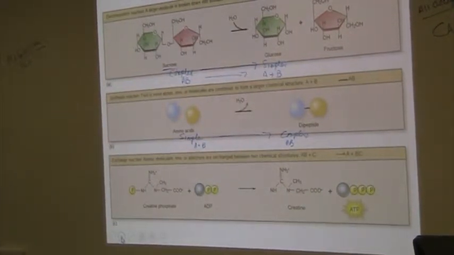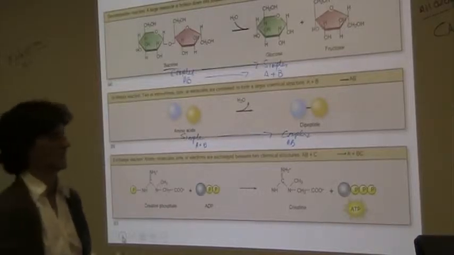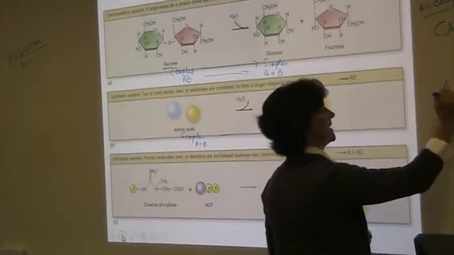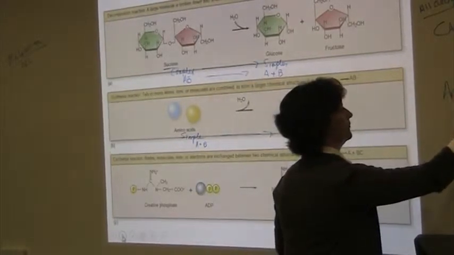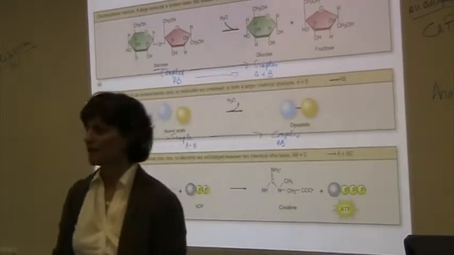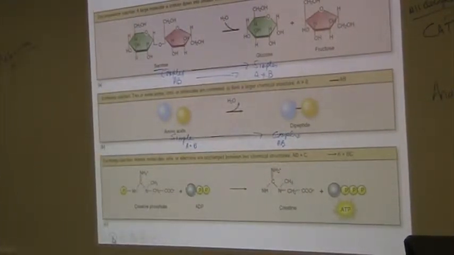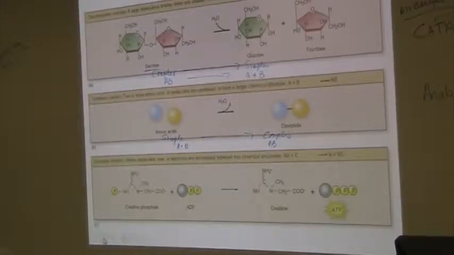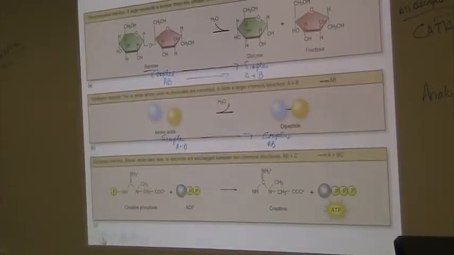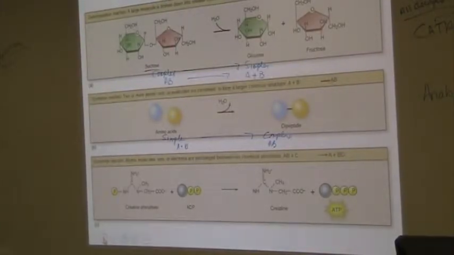Now, what's the collective term for all synthesis reactions? It is anabolism. So, for example, you may have heard of anabolic steroids, right? And why do they call them anabolic steroids? They build muscle, right? That's why these people do it. They inject themselves with anabolic steroids, and we'll talk about some of the risks of that later, but not today.